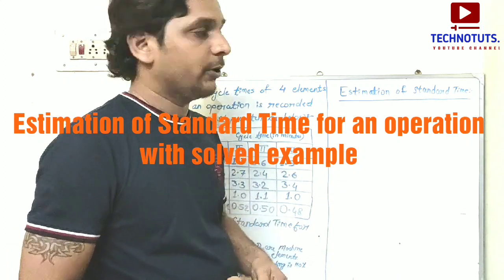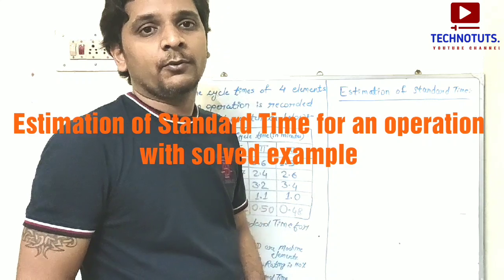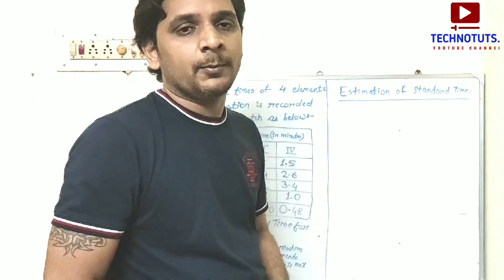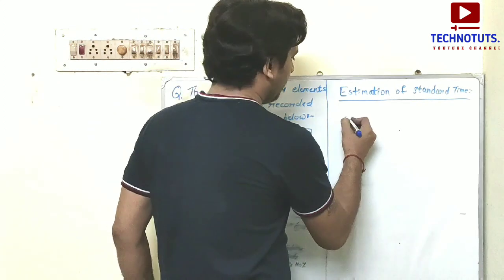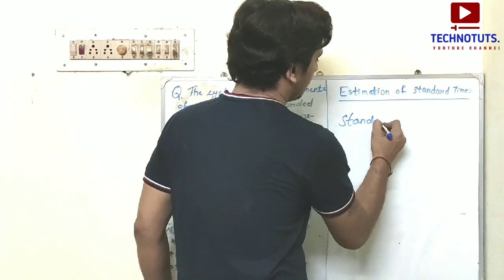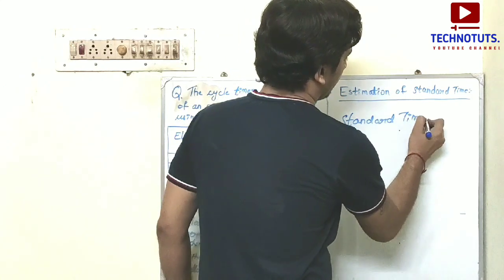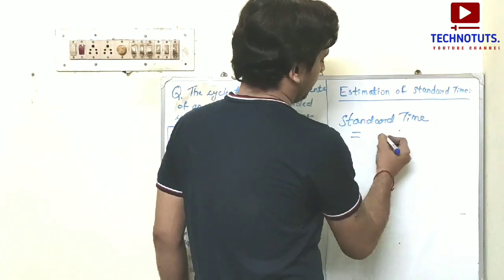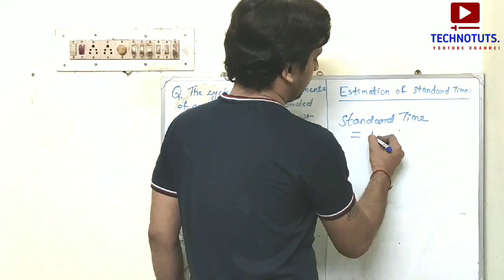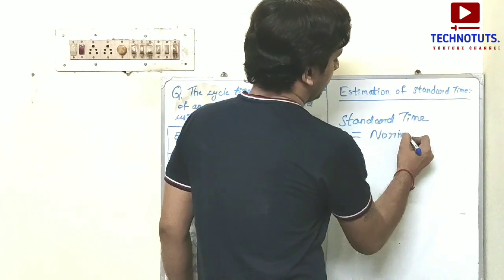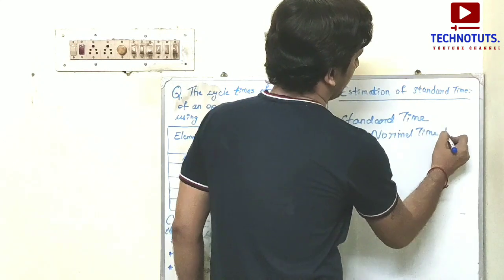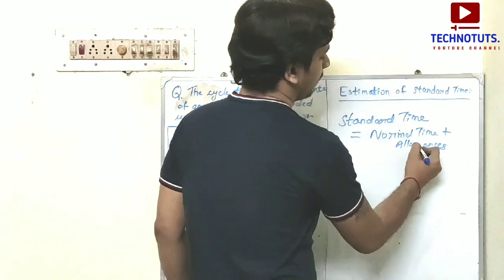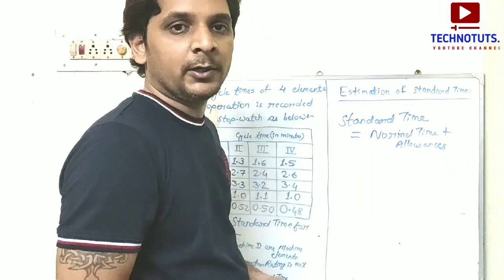Our topic in this video is the estimation of standard time for any operation. Let us see how we can calculate a standard time for any operation. Standard time for any operation can be determined with the help of the formula: standard time is equal to normal time plus the allowances provided or used during that operation.